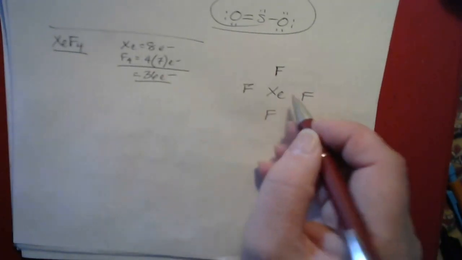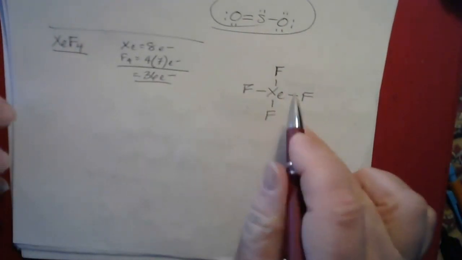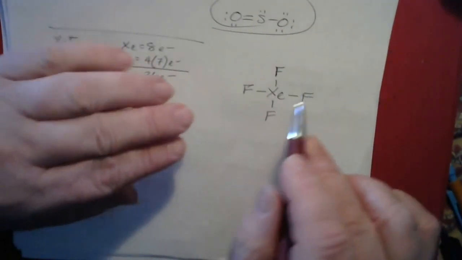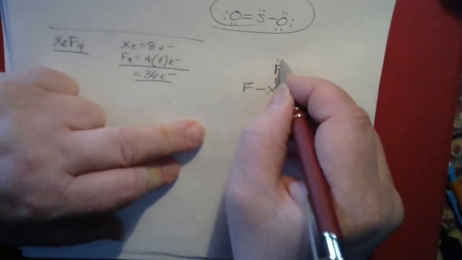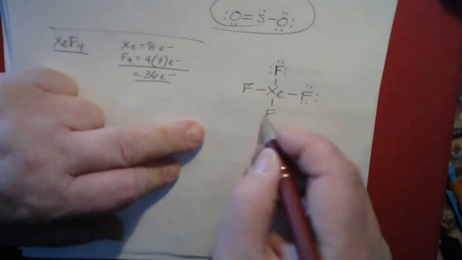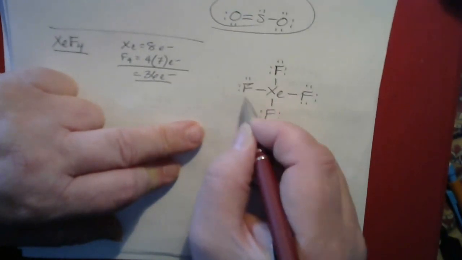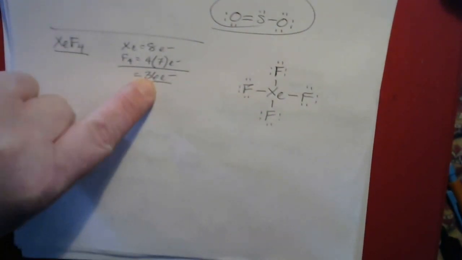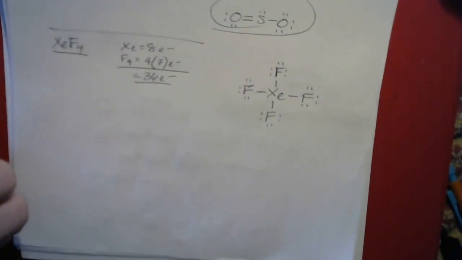And we would connect the fluorines with the xenon with single bonds to begin with. 2 electrons each. That means we've used 8 electrons so far. And now we want to complete the octets on the fluorines. So we've got 8 electrons, 9, 10, 11, 12, and so on up to 32. 32 electrons. But we have a total of 36. That means there are 4 electrons left over.